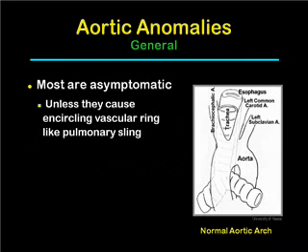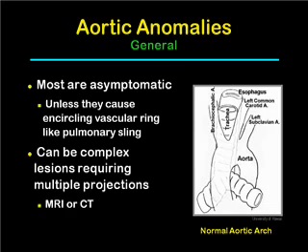In general, aortic anomalies are usually asymptomatic unless they cause an encircling vascular ring like a pulmonary sling or a double aortic arch. They can be complex lesions and they frequently require multiple projections using MR or CT.